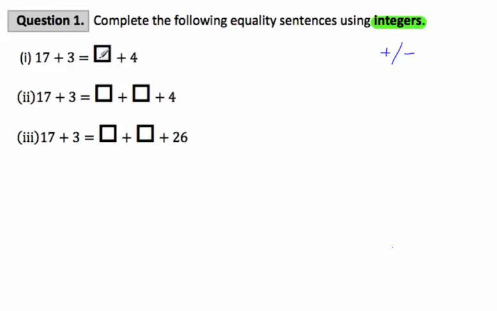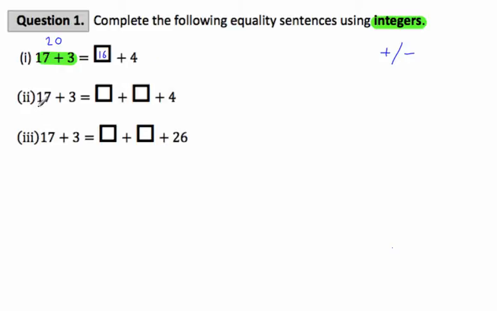If we're looking at the first question, it says 17 plus 3 is equal to something plus 4. We have to fill in this box for the something. If we look at the left-hand side of the equality sentence, it's got 17 plus 3. Now we know 17 plus 3 is 20. So 20 is going to be equal to something plus 4. There's only one value that works here. What do we add to 4 to get 20? The answer is 16. So that's the first question done.